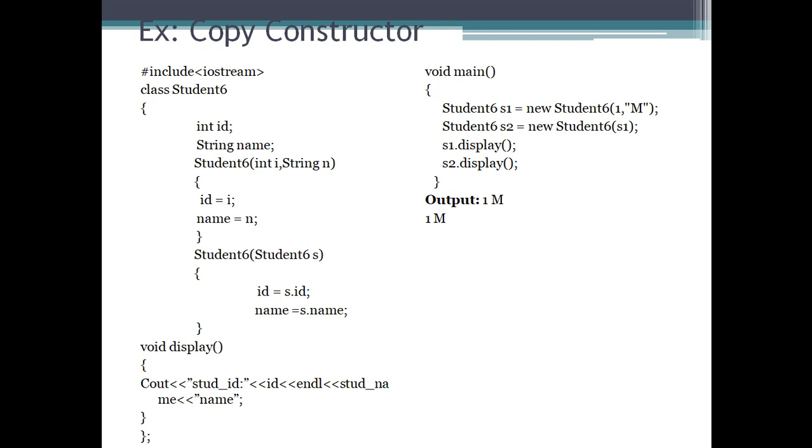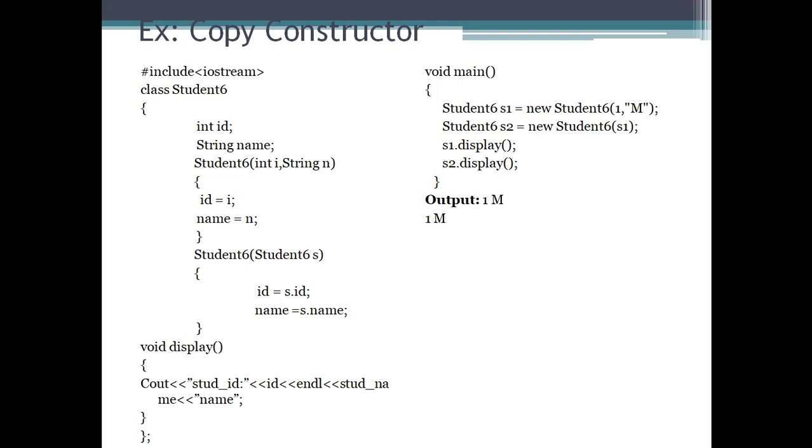So in the display function, we have taken S1.display and S2.display. Whatever value we assigned to the S1 object of the Student6 class, the same value is going to be copied to the S2 object of the Student6 class. In simple terms, the same data is going to be accessed in a copy constructor.